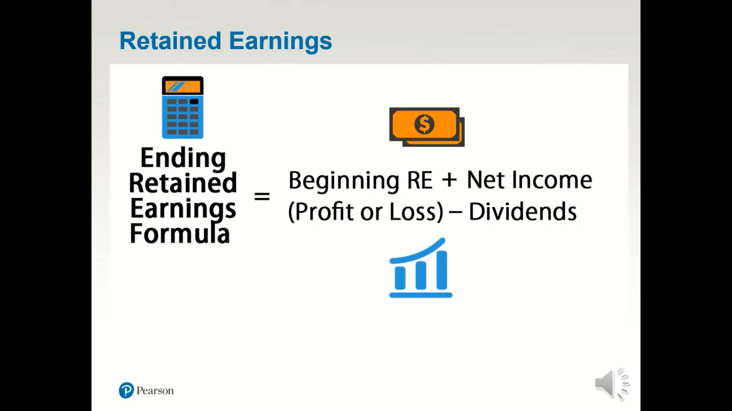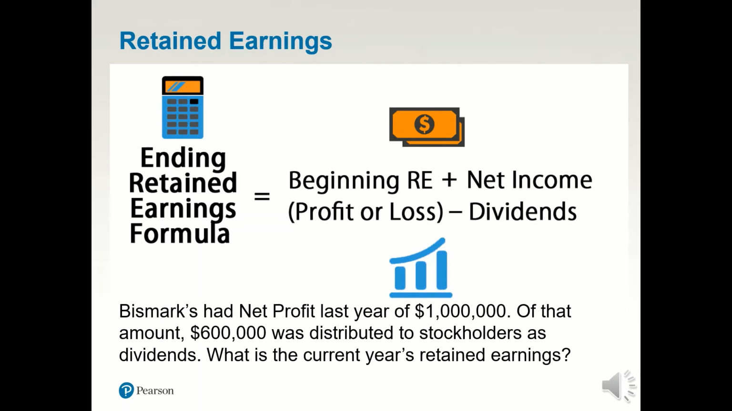Here is the equation for ending retained earnings. Beginning retained earnings plus net income or minus net loss, minus the dividends. Let's just look at a quick example to calculate the current year's earnings. Bismarck had net profit last year of $1 million. Of that amount, $600,000 was distributed to stockholders. What is the current year's retained earnings? The answer is $400,000. This is the current retained earnings just for this year.